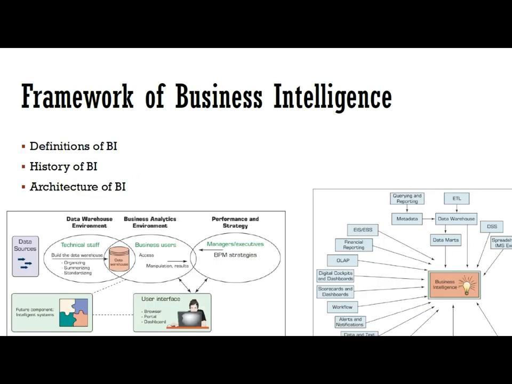Framework of business intelligence, definitions of business intelligence, history of it, and architecture. Now we start out with the data warehouse environment. And this has been around for quite some time. Data warehousing is this collection of data that's not live data. It allows us to analyze the data that's in it. We can run searches and queries on it to figure out what's going on. So data warehouse becomes an essential part of business intelligence. That's where all the data is stored.